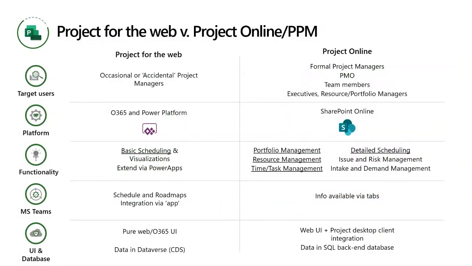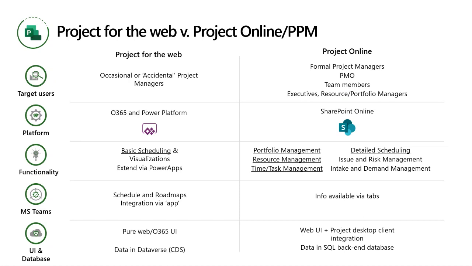And if we start to line these up, really, what is the difference between Project for the Web in the left-hand column and Project Online or PPM in the right-hand column? Well, first, if we look at who the solution is targeted to. The users for Project for the Web are what we call occasional or accidental project managers. And in doing research, Microsoft found there's a large group of those folks that manage projects as a part of their job, but it's not what they do on a day-to-day basis. So they may be folks in operations or finance or mergers and acquisitions, or maybe human resources that don't have a formal title of project manager, but still get the task of managing projects.